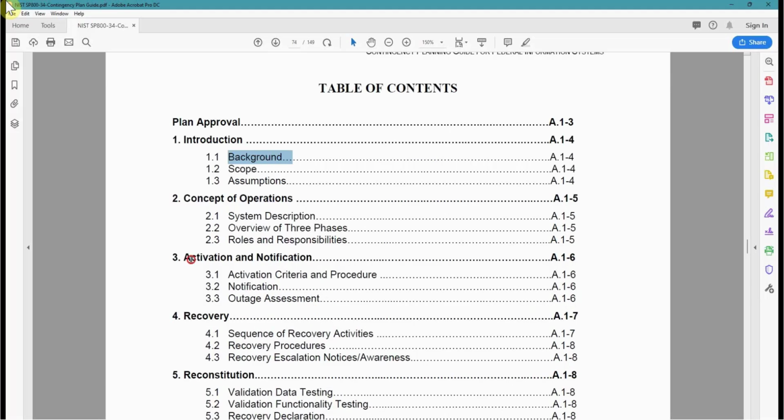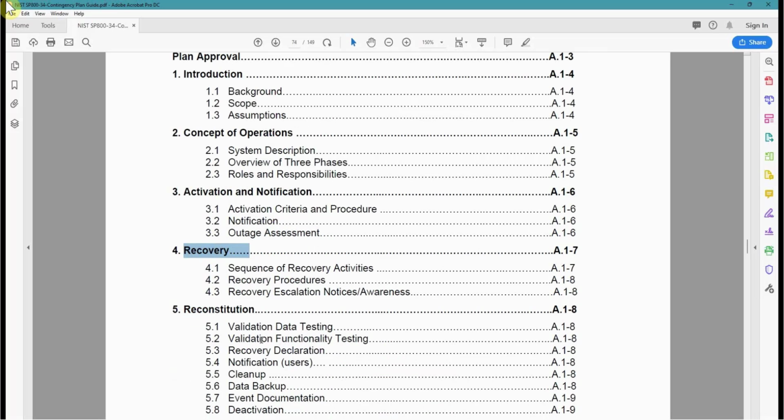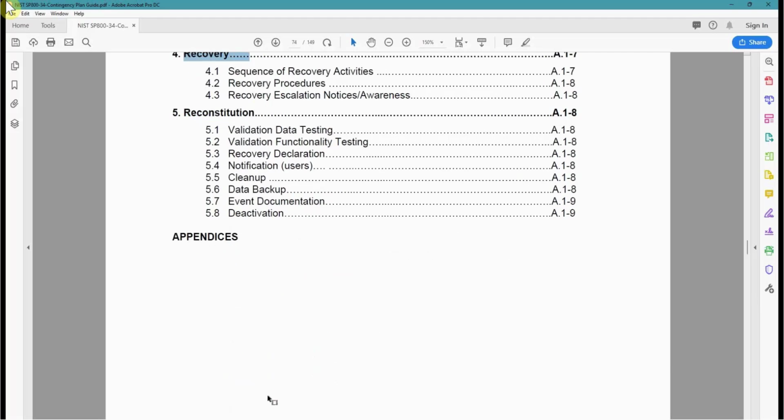So again, activation, notification: you have the activation criteria and procedure, notification, and outage assessment. Then we have the recovery. What is the recovery? The sequence of recovery activities, recovery procedure, recovery escalation, notice, and awareness. We also have reconstitution: validate data testing, validate functionality testing, recovery declaration, notification of the users, cleanup, data backup, event documentation, deactivations, and so on and so forth, right?